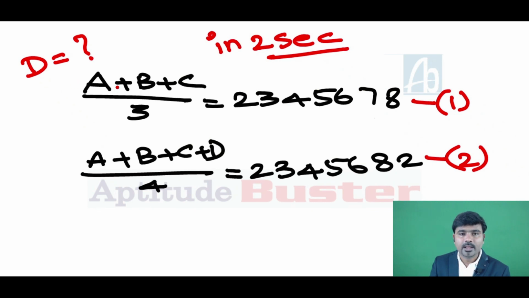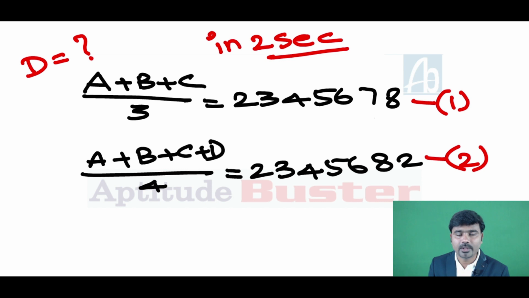In this one, (a + b + c) divided by 3 is equal to 2, 3, 4, 5, 6, 7, 8. The second equation, (a + b + c + d) divided by 4 equals 2, 3, 4, 5, 6, 8, 2. My question is, find the value of d. Can you find out the value of d in 2 seconds?